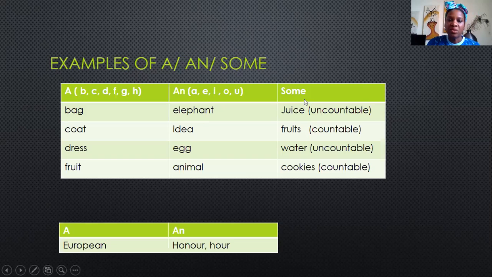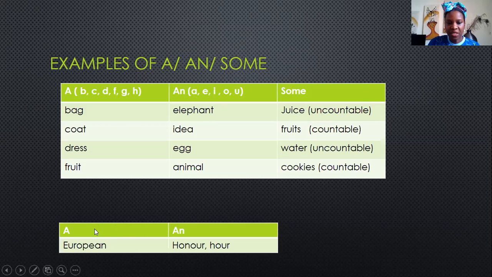Okay, and for some, here, some juice, as I mentioned, we are not able to count the juice in the glass, so we say some juice. Fruit, if it's plural, and we can count 1, 2, 3, 4, 5, we also say some fruit. Water again, we're not able to count the water in the glass or in the jar, we say some. We can count cookies in that case, so we also say some.